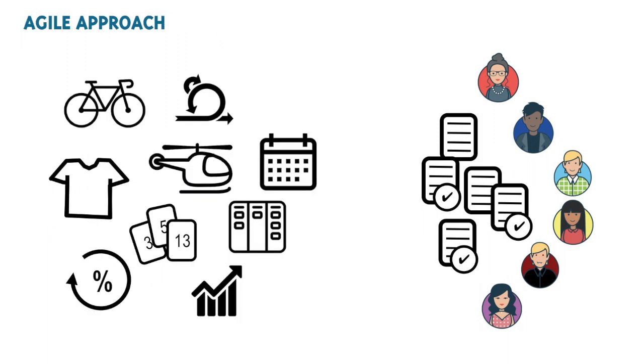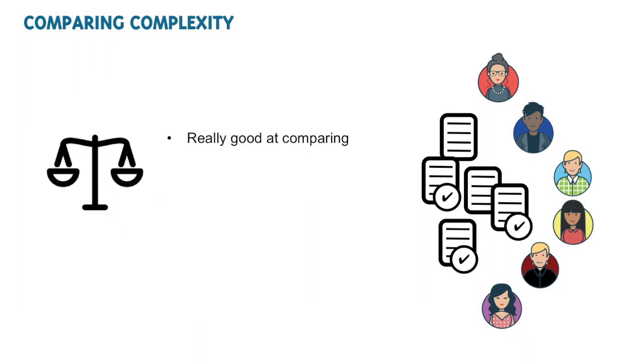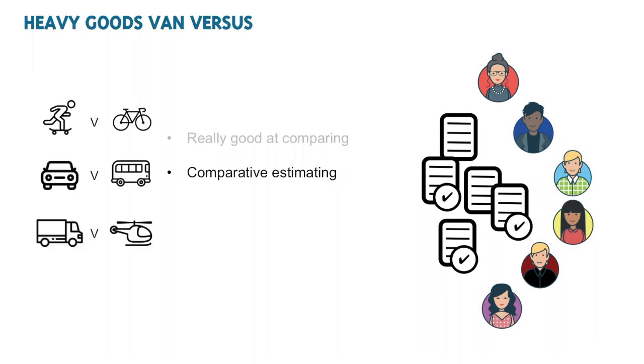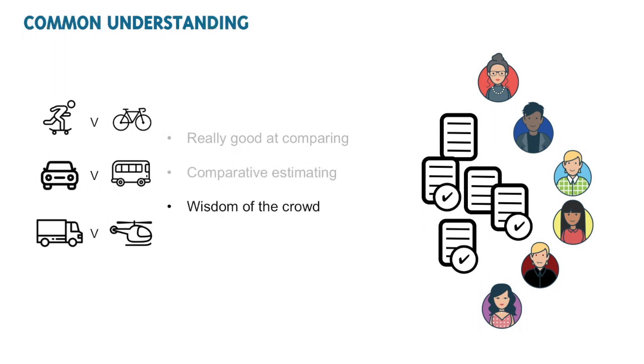Let's take a closer look at how Agile promotes a new way to estimate effort and track progress. Humans are really good at comparing the complexity of one thing against another. For example, the complexity of producing a skateboard versus a bicycle, a car versus a bus, or a heavy goods van versus a helicopter. When comparative estimating is performed as a team, they quickly converge on a common perspective through discussion.